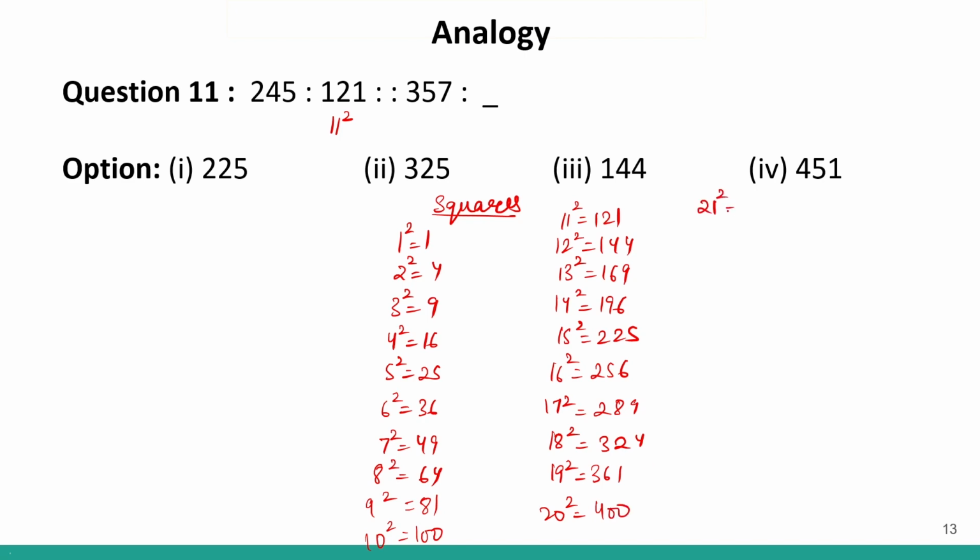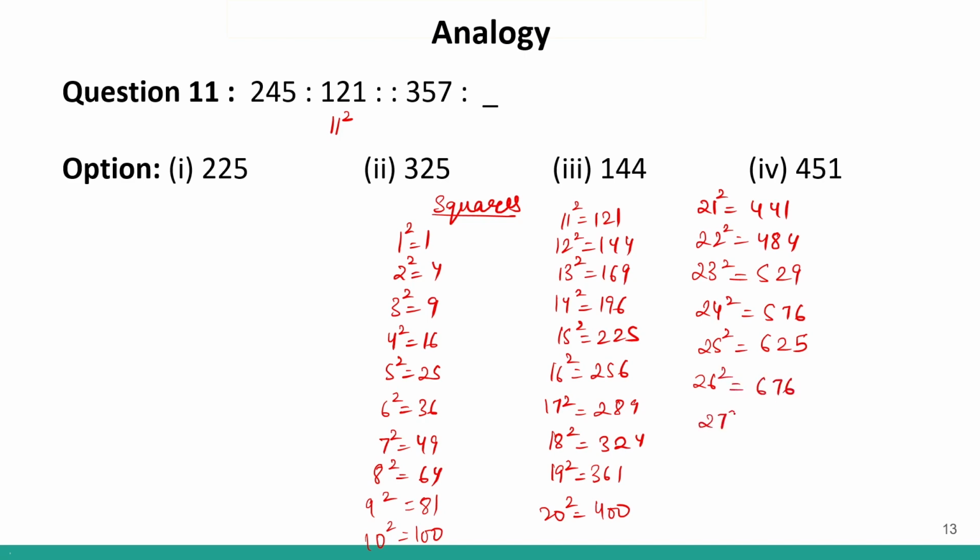Similarly, 21 square is 441, 22 square is 484. Correct? 23 square 529, 24 square 576, 25 square 625, 26 square 676, 27 square is 729, 28 square is 784, 29 square is 841 and 30 square is 900. So these are your squares.